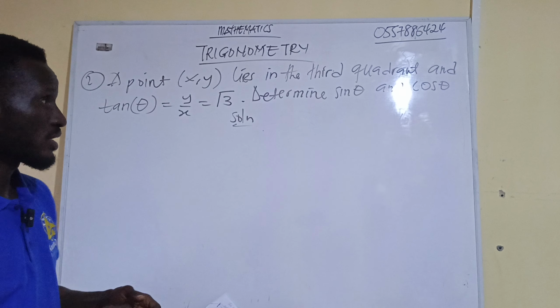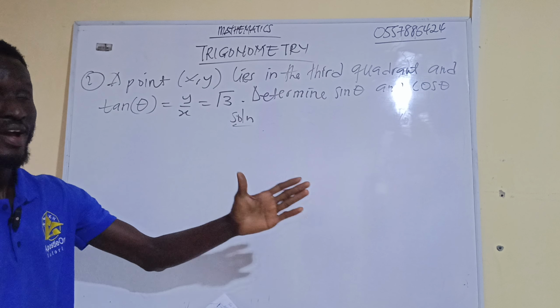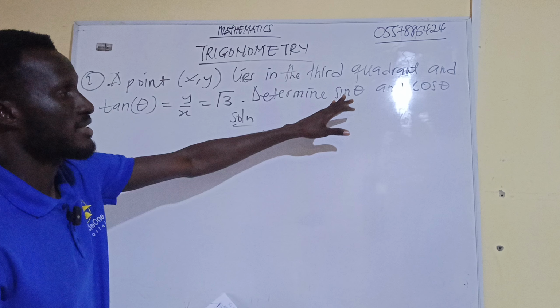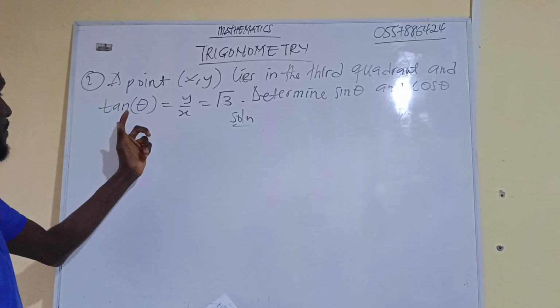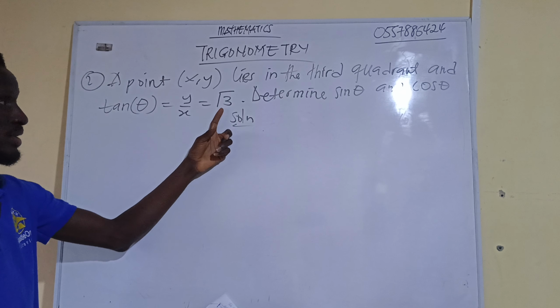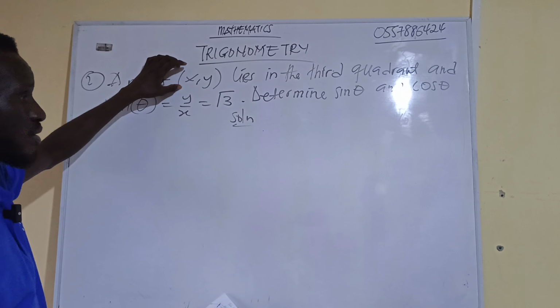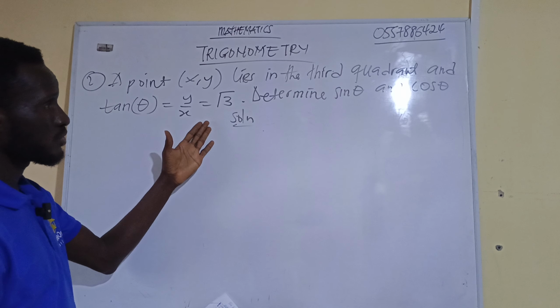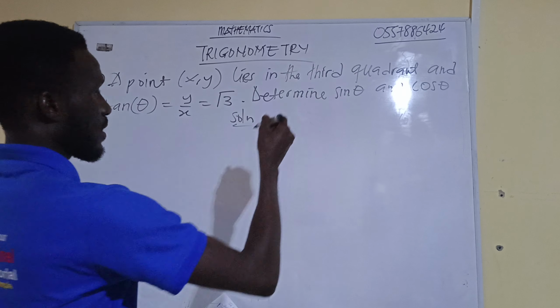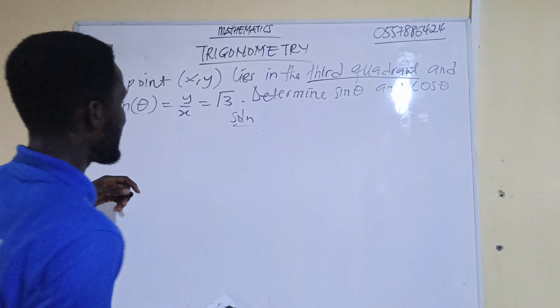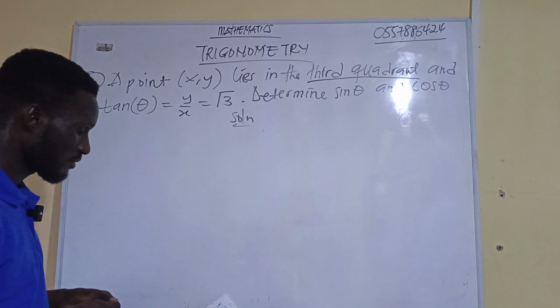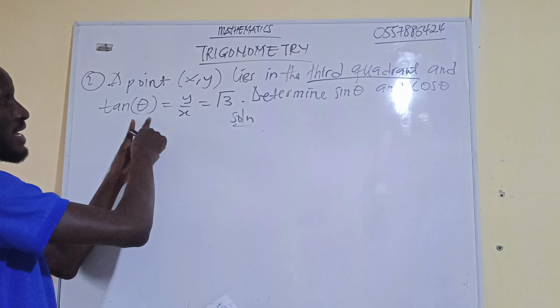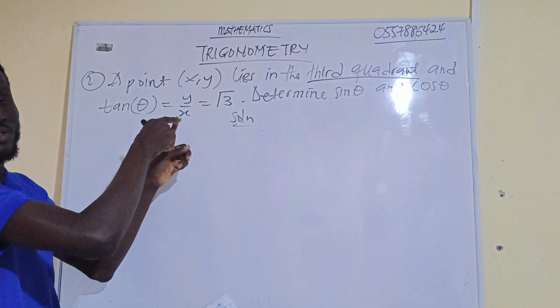Now look at this simple question. We are not supposed to find everything. We are supposed to find the sin theta and cos theta, where the tan theta is given as root 3. Now the point here is x and y. It is given as theta. Don't forget, this one is in the third quadrant, and in the third quadrant, only tan is positive. That is why the tan is positive root 3.